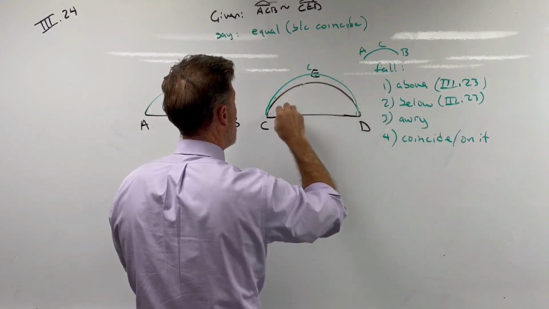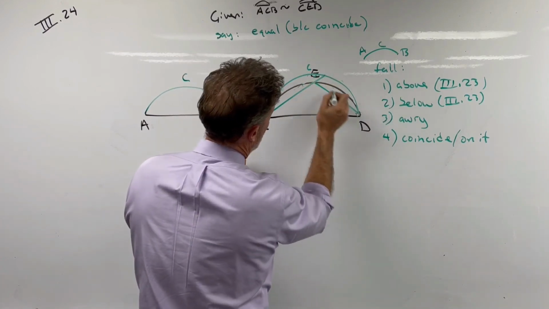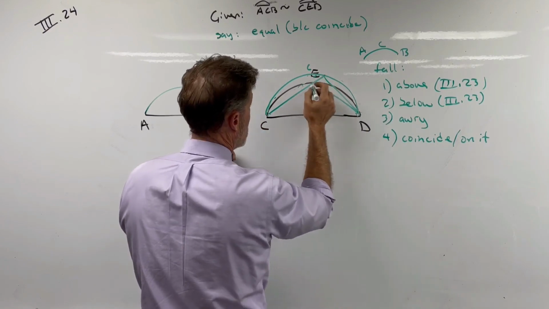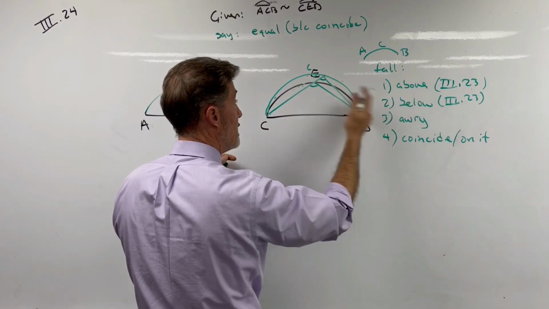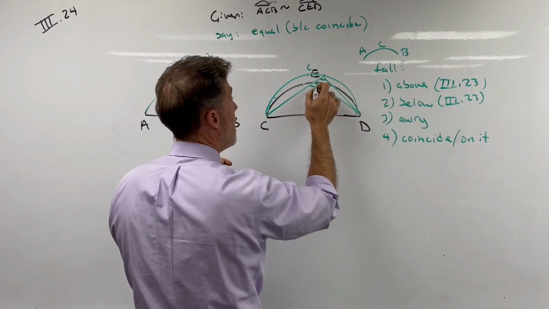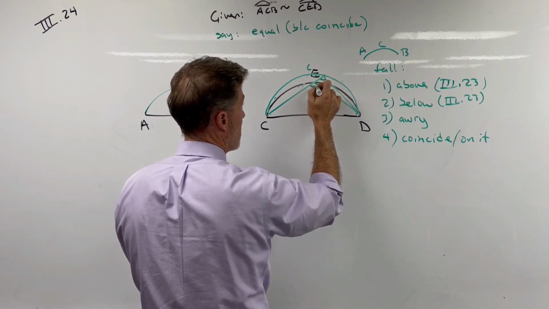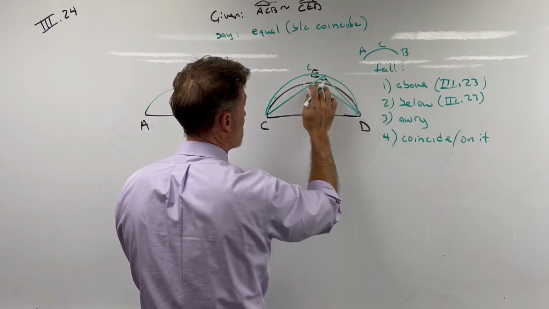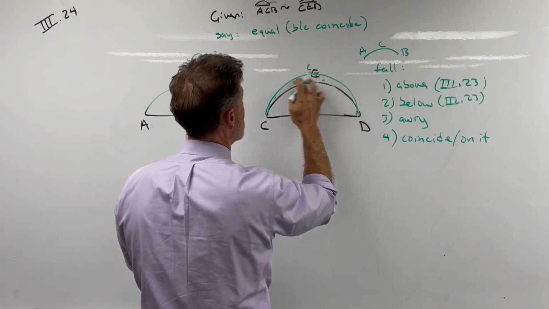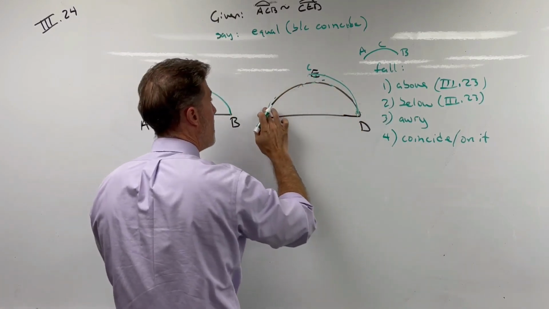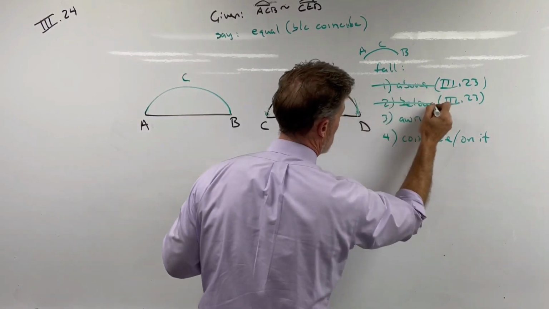If C falls up here, then we can run a line like this, and because they're similar segments, these have to be the same angles. That's what a similar segment is. It admits the same angle. But this is an exterior angle, so these are both equal, but this is also greater than this. This is equal to this and greater than this. That's the contradiction of Prop 23. So C can't fall above or below E. So this is ruled out, this is ruled out.